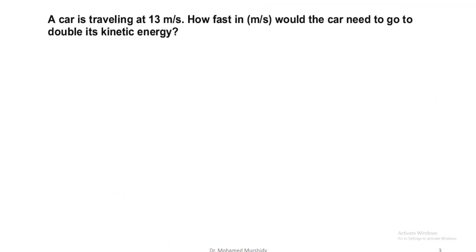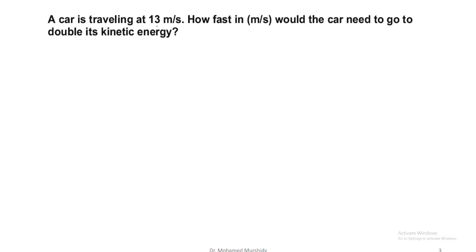Another problem, guys. A car is traveling at 13 meters per second. That's the speed. How fast in meters per second would the car need to go to double its kinetic energy? So the question is about how much the new speed is that will make the kinetic energy doubled. I will solve it in a simple way. Let us just calculate the first kinetic energy for the car when it moves, because we are talking about the same car.